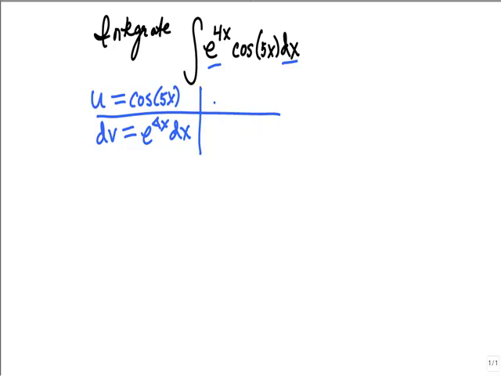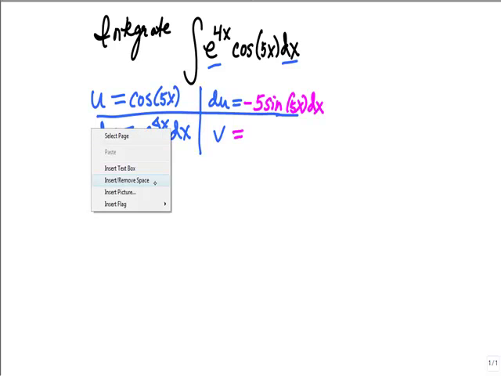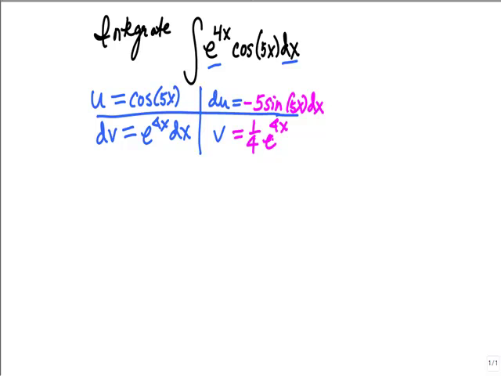So now we're ready for du and then for v. So du is 5 times the negative sine 5x, so it's negative 5 sine 5x. And it's very important to have the dx there. And now v is the antiderivative of e to the 4x. And we know that that antiderivative is 1/4 e to the 4x by thinking of a u substitution.